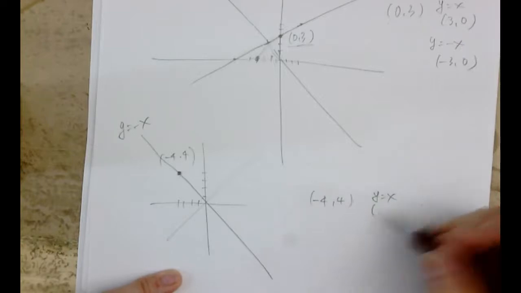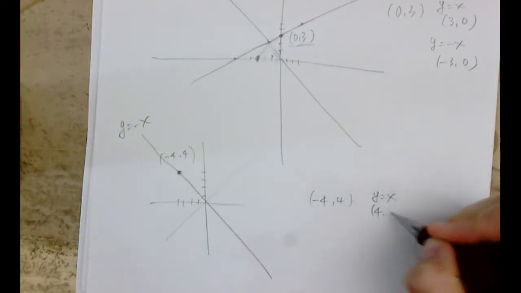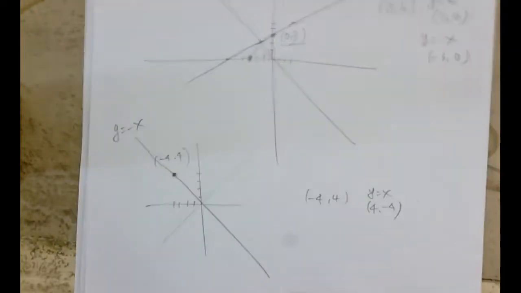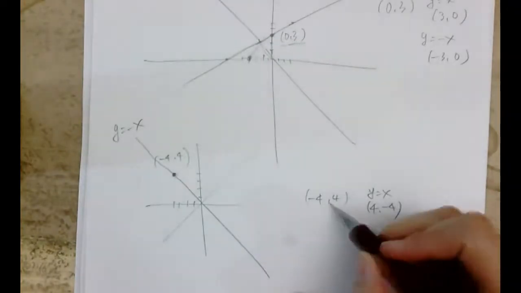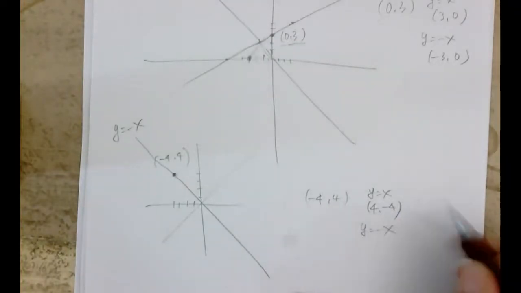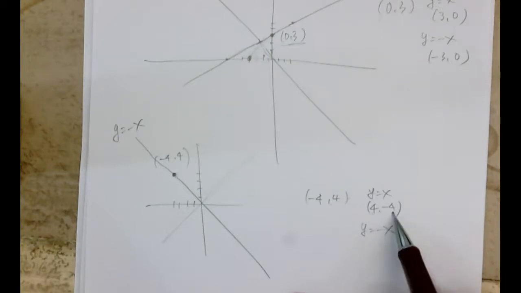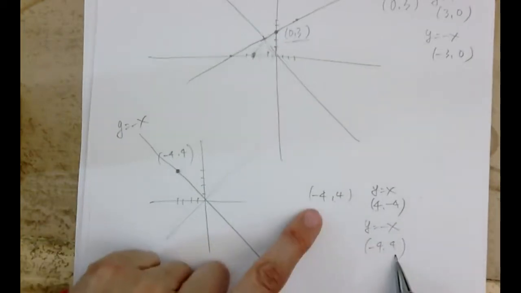So this is going to go to 4, negative 4, right? And then if you're going to reflect this over y equal negative x, then you have to change the sign, right? So change the sign, -4 and +4. Look, you went back to the same thing, right?